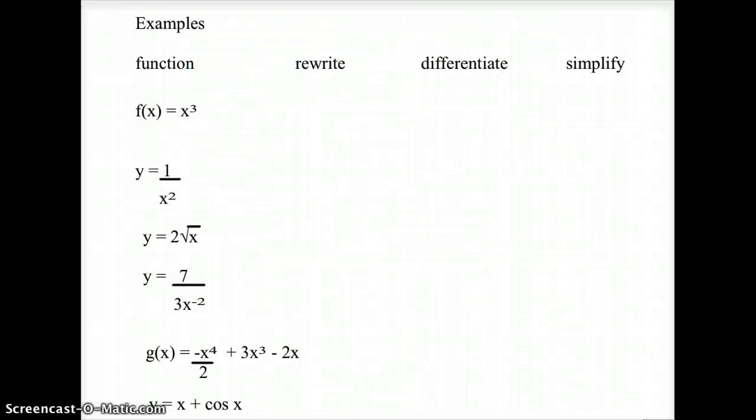All right, let's do some examples using our shortcuts. If you have a function like x cubed, you may need to rewrite it, you may not. This one we don't need to rewrite because it's already in the form of x to the n. If possible, rewrite all your functions in the form of x to the n. So to differentiate it, we put the 3 out in front and subtract 1 from the exponent. So we have 3 times x to the second. That's your derivative.